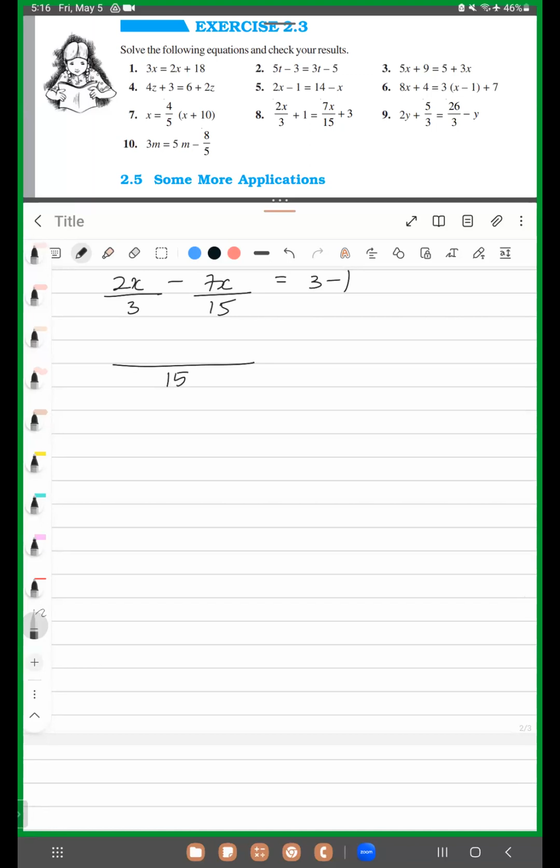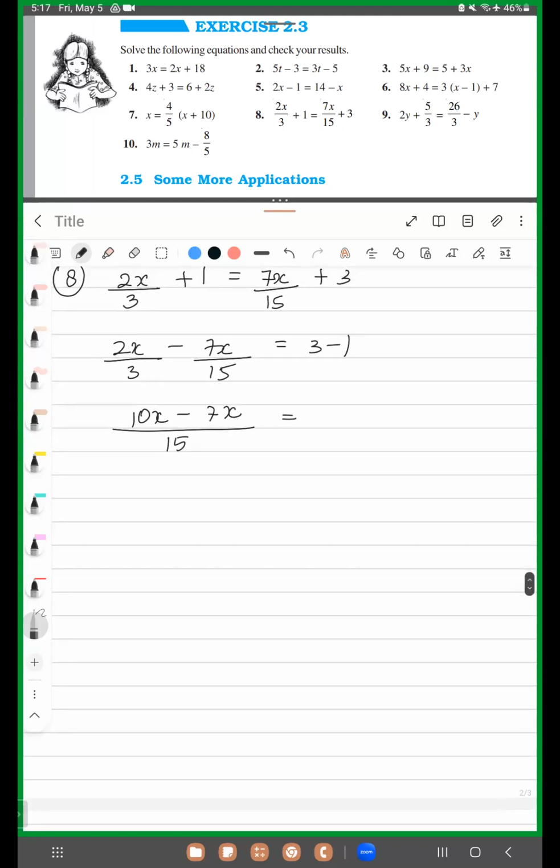Then it will be 10x minus 7x by 15. Very good. And then it will be 3x by 15. What is 3 minus 1? RHS में क्या होगा? 10x minus 7x. अच्छा, you're talking about that. Okay, चलो. 3x by 15 equals 4. What is 3 minus 1, Hiba?